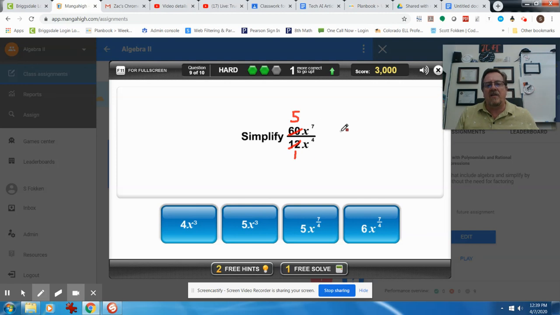And notice that x to the 7th over x to the 4th is going to be x to the 7 minus 4. What's 7 minus 4? Yeah, so we're going to have an x to the 3rd. So think about that. You got 5 over 1 times x to the 3rd. That's just 5x to the 3rd. That one.